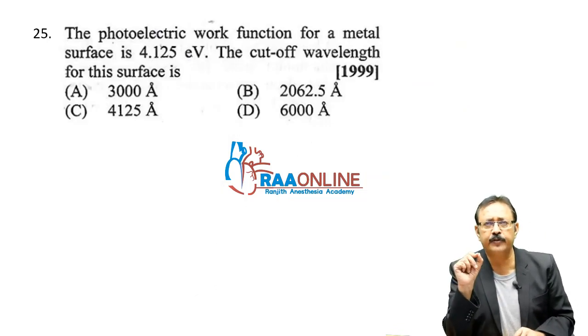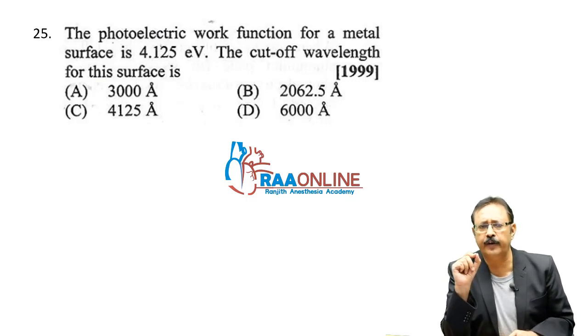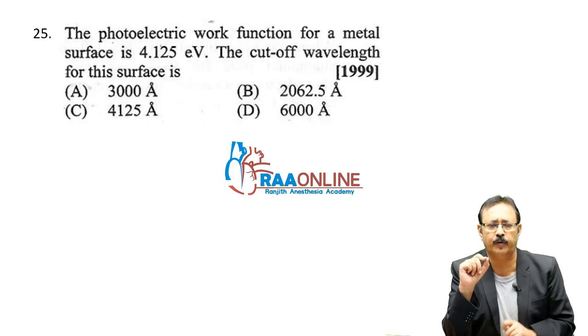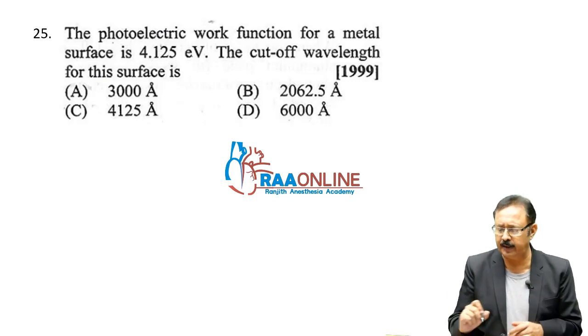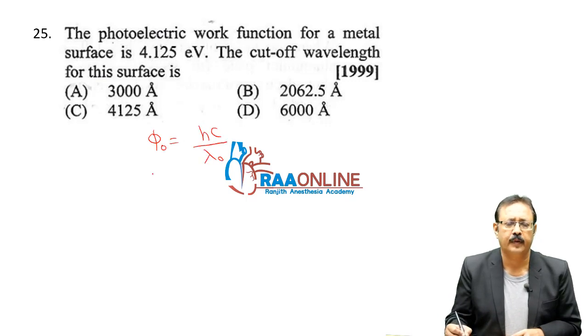Next, it is from 1999 AIPMT. The photoelectric work function for a metal surface is 4.125 electron volt. We want the cutoff wavelength. We know that the work function is hc by lambda naught, so lambda naught should be hc by phi naught.